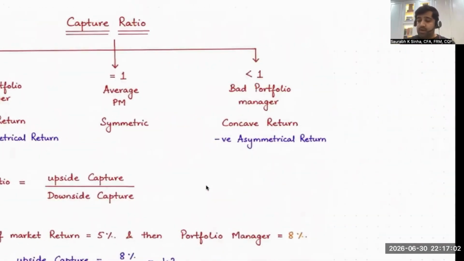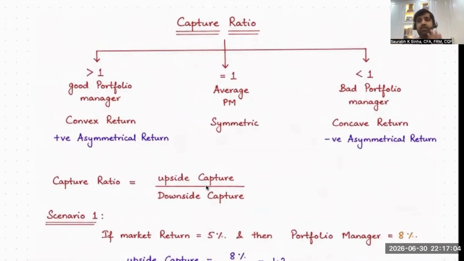At a very high level, let's not enter into the formula of the capture ratio. First of all, what are the different values the capture ratio will throw? Based on that value, I should interpret what it means. If the capture ratio throws a value greater than 1, you will say the portfolio manager is a good portfolio manager. He is outperforming the market. However, if the ratio throws a number less than 1, then the portfolio manager is a bad manager. It is underperforming the market. And if it is equal to 1, then it is average.